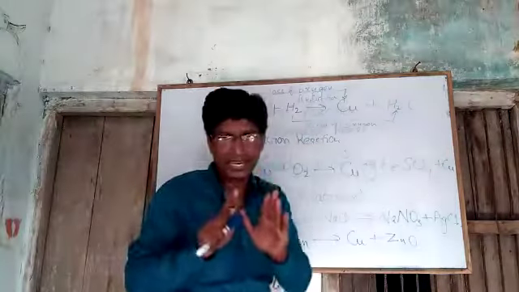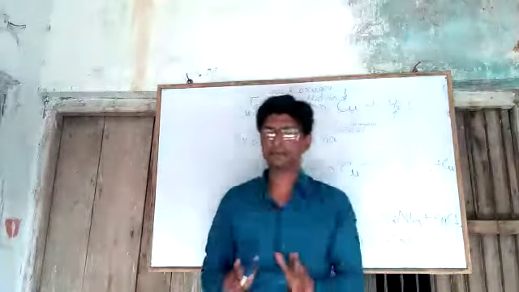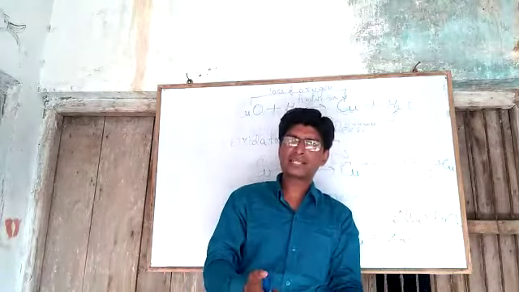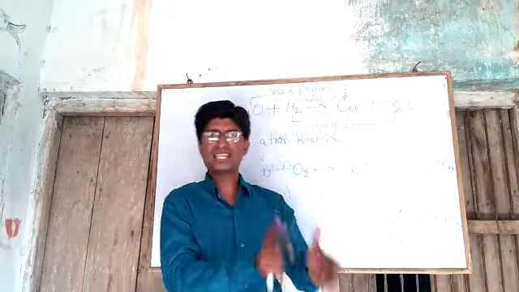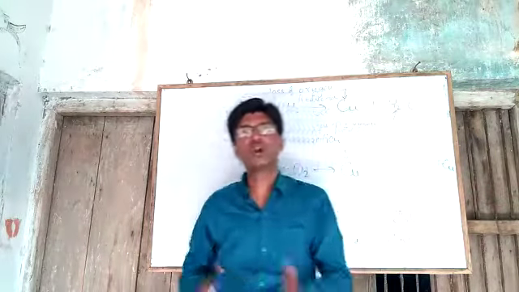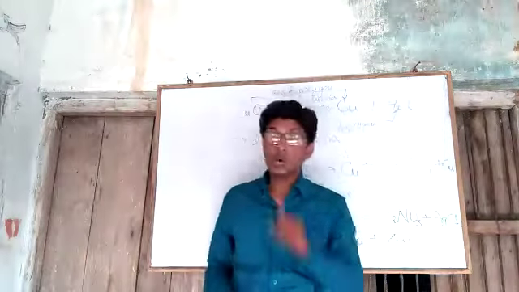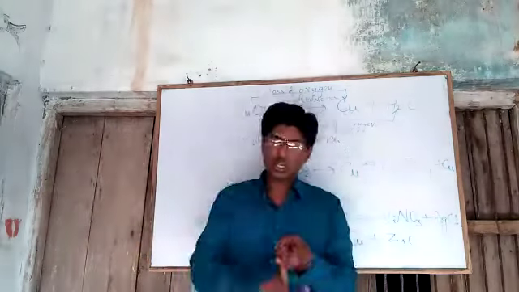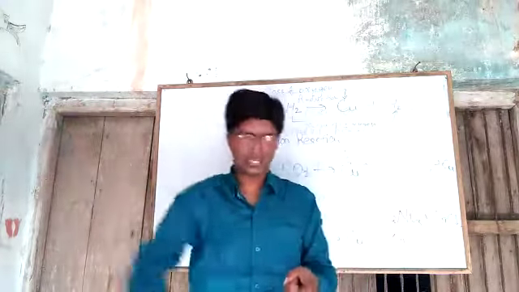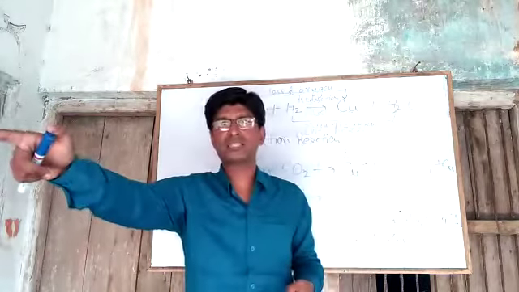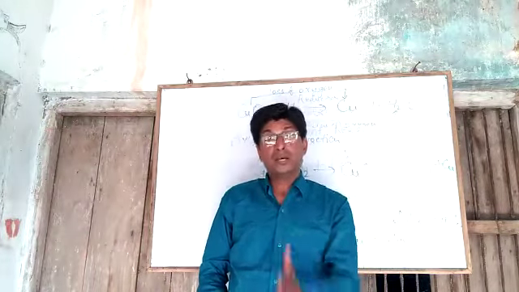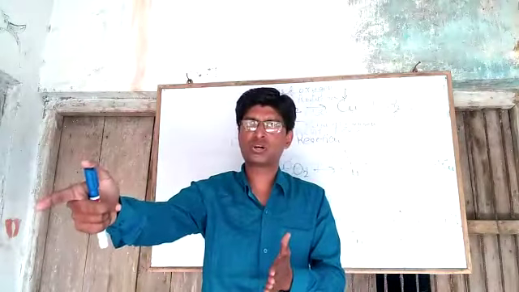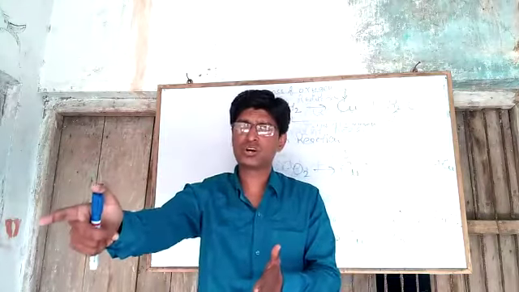So once again I am going to clarify the definitions. What is redox reaction? The chemical reaction in which both oxidation and reduction take place is called redox reaction. What is oxidation? The gain of oxygen is called oxidation. The loss of hydrogen is called oxidation. The loss of electron is called oxidation. What is reduction? The loss of oxygen is called reduction. Gain of hydrogen is called reduction. Gain of electron is called reduction.